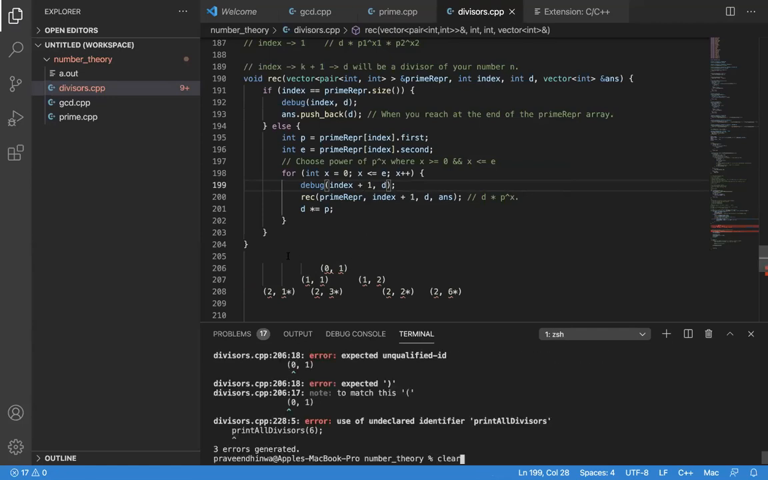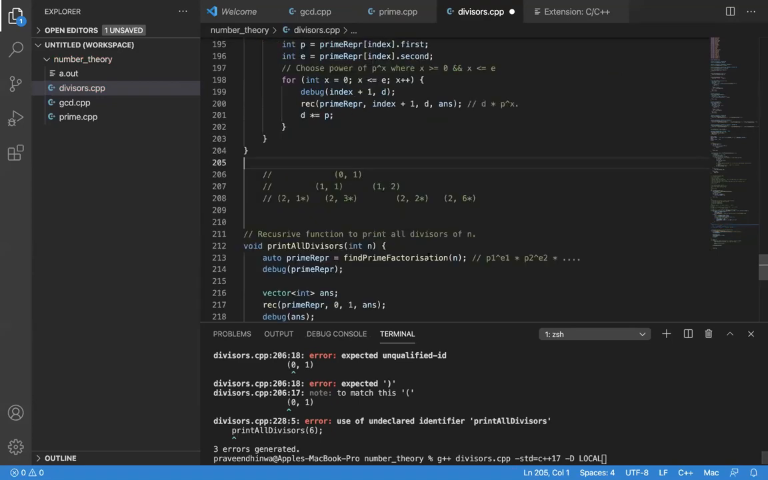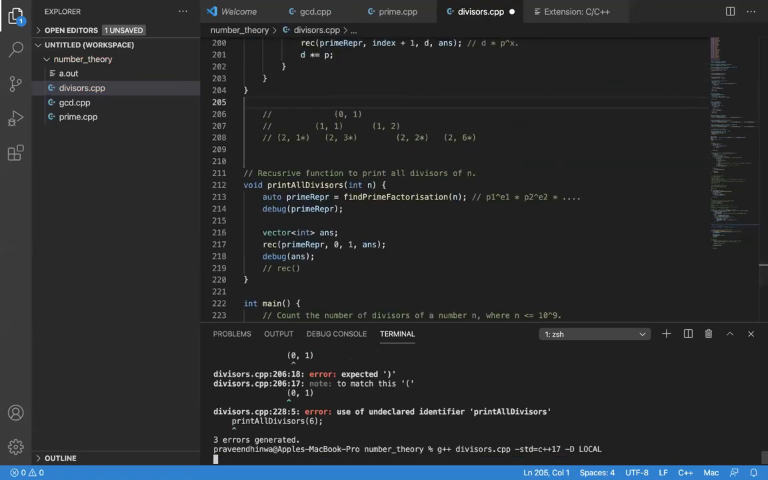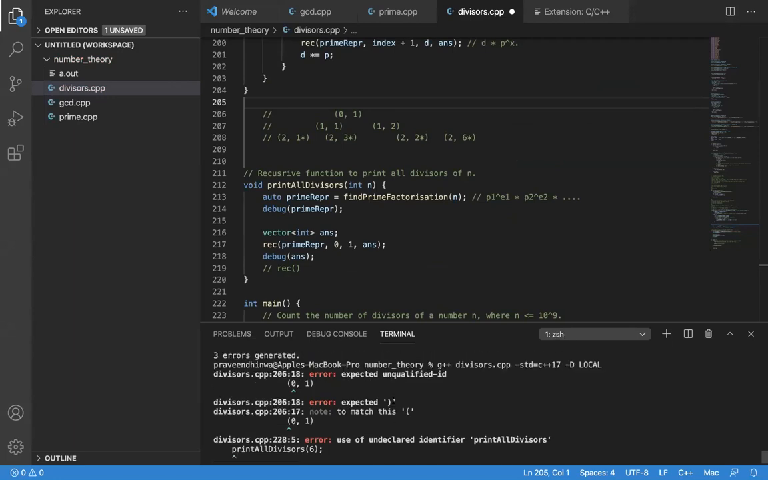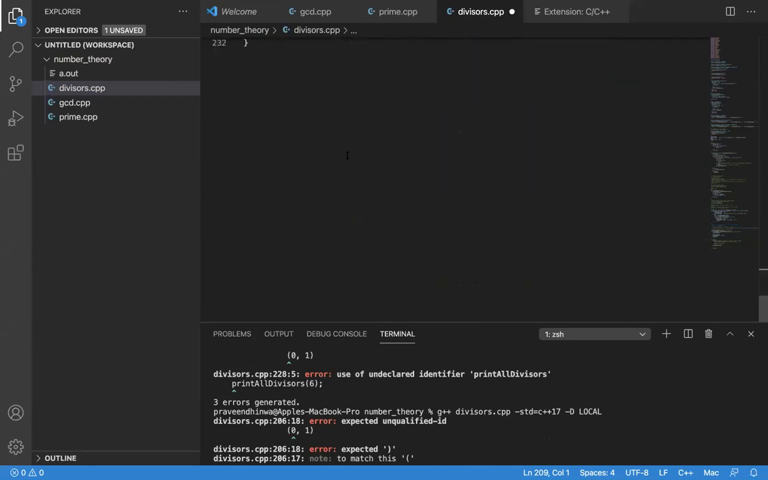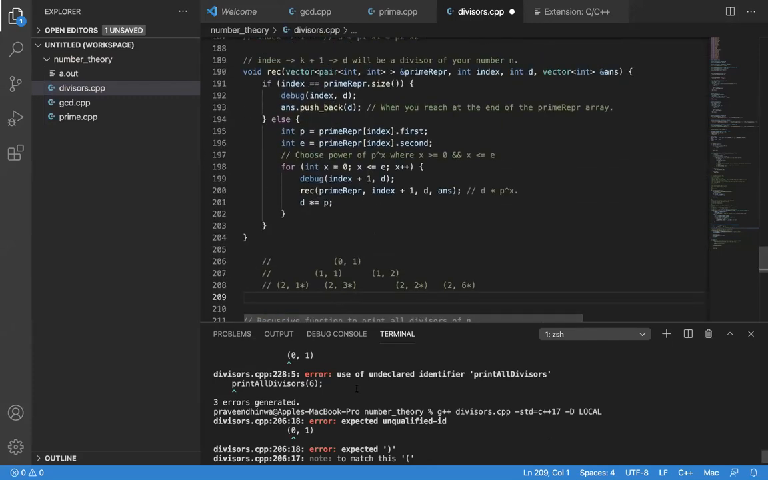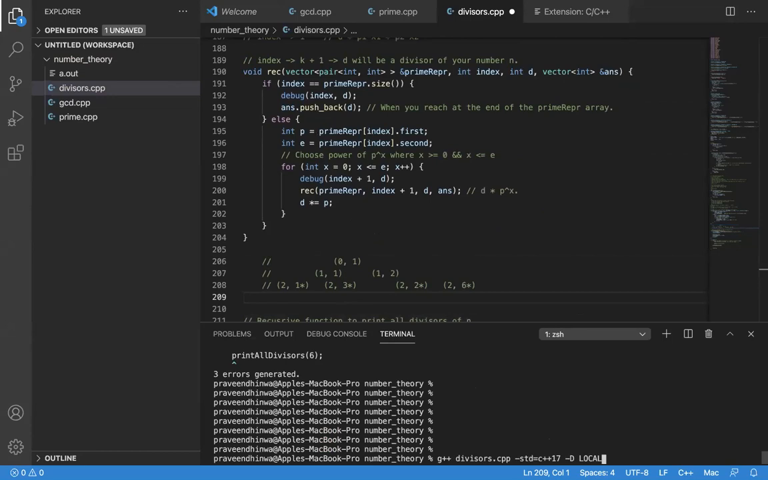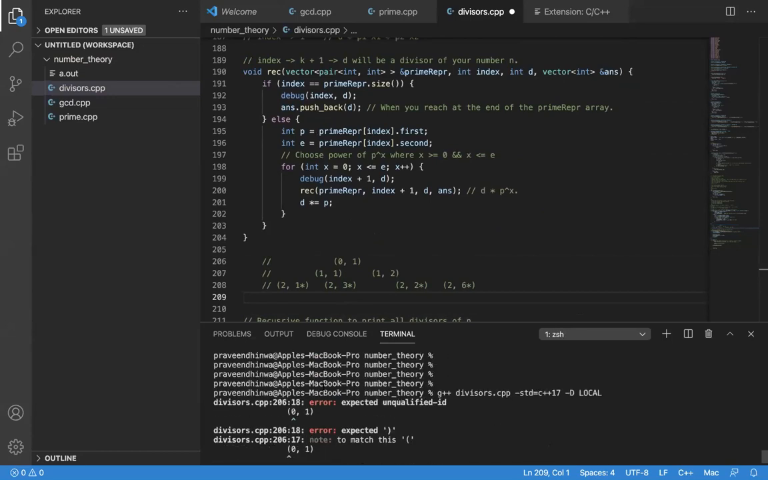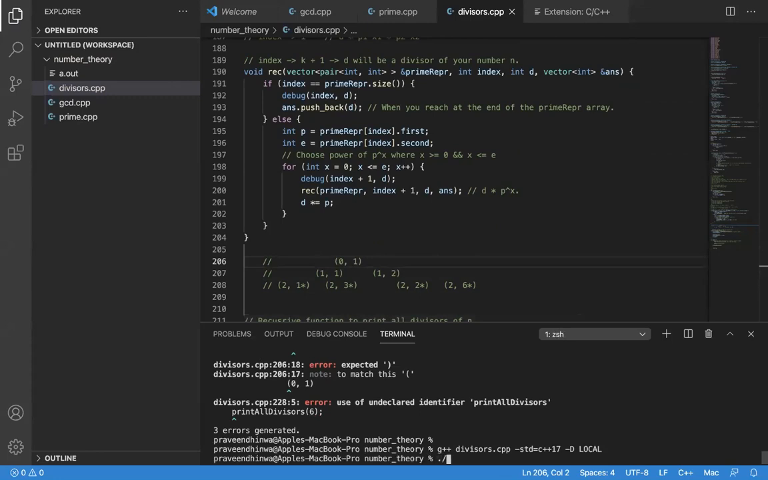Okay, I have messed up something. What is this here? It's not compiling. Let's see that. This is not saved or what? Yeah, it was not saved.